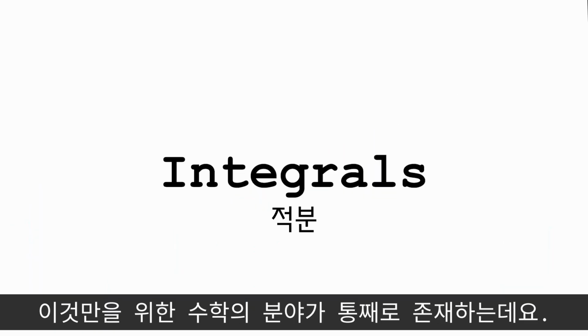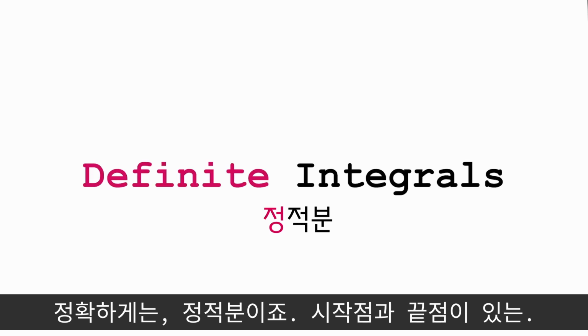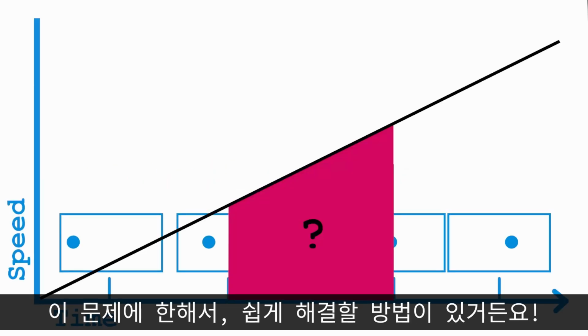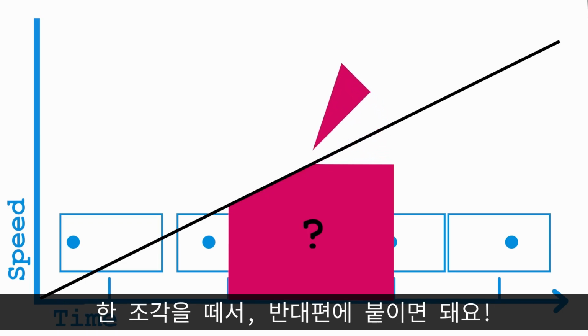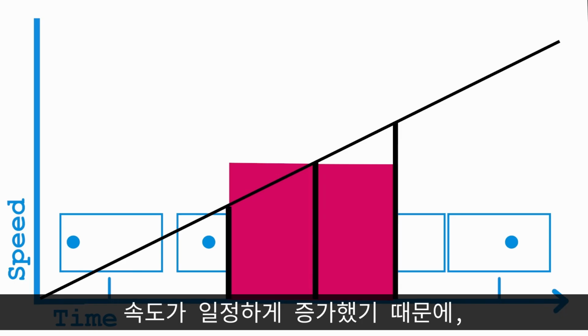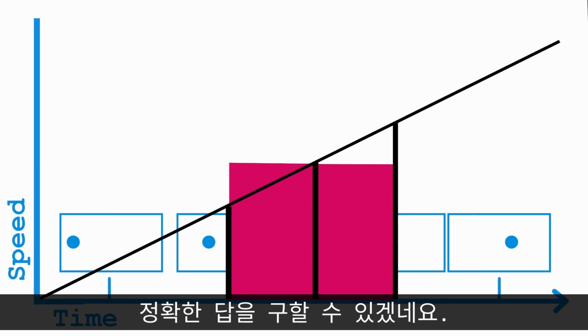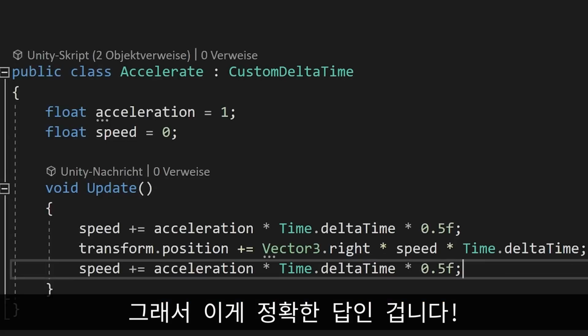Well, hey, there's an entire field in math. The thing you want to research are integrals, or more precisely definite integrals, which have a start and an end point. Luckily for this specific case, there's an easy hack we can apply. We can chop off one corner and attach it back like so, and we have a rectangle. As you can see, the speed we want to multiply by is exactly in the middle of the start speed and the end speed. So in this case, but only because the speed is a linear function, we dodged a bullet and we get away without doing any more complicated math. And that is exactly why this is a correct solution.